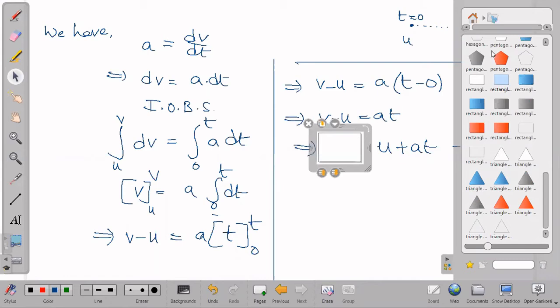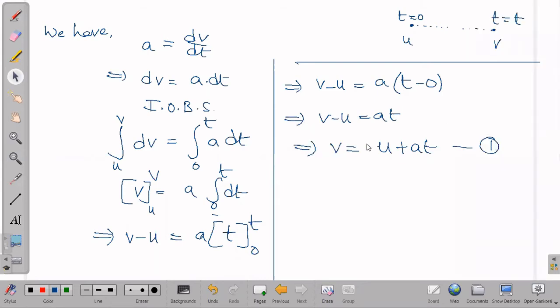One second, let it be as it is. Now, so this is our first equation of motion.